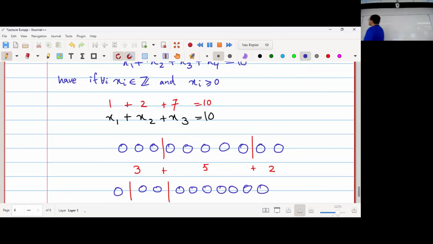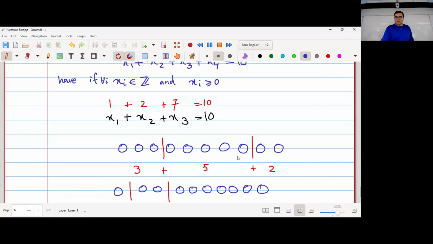Okay. So I can translate any solution of this equation to some permutation of 10 balls and 2 bars. And I can do the same thing in reverse. So there is a one-to-one correspondence. Every solution corresponds to exactly 1 permutation of balls and bars, and every permutation corresponds to exactly 1 solution. So the number of solutions is equal to the number of permutations of 10 balls and 2 bars.